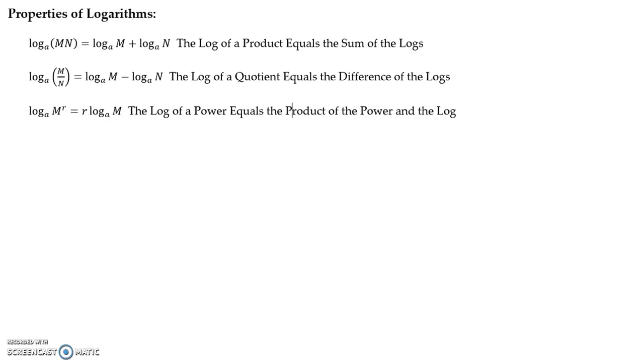Let's go ahead and talk about some of the properties we're going to be using here in this section. Our first one, I'm going to call property number 1.